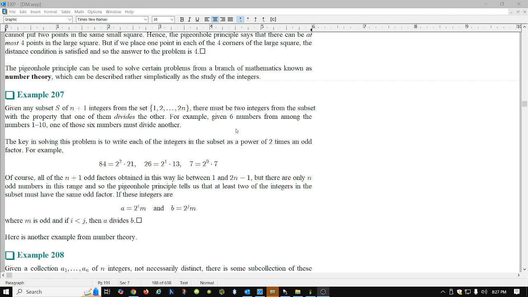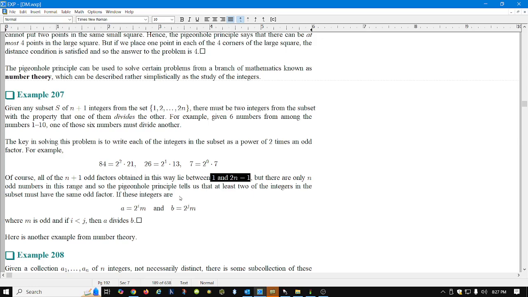Now the odd factors in such a factorization, since we're dealing with the numbers between 1 and 2n, have to be between 1 and 2n minus 1. 2n is not odd. We could be a lot more restrictive, but this is good enough. There are only n odd numbers in this range from 1 to 2n minus 1. And I'll let you think on that. You have the tools to prove that.